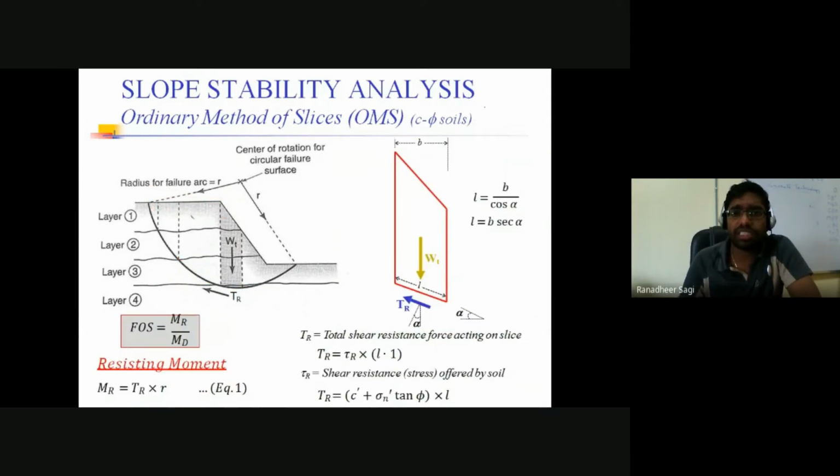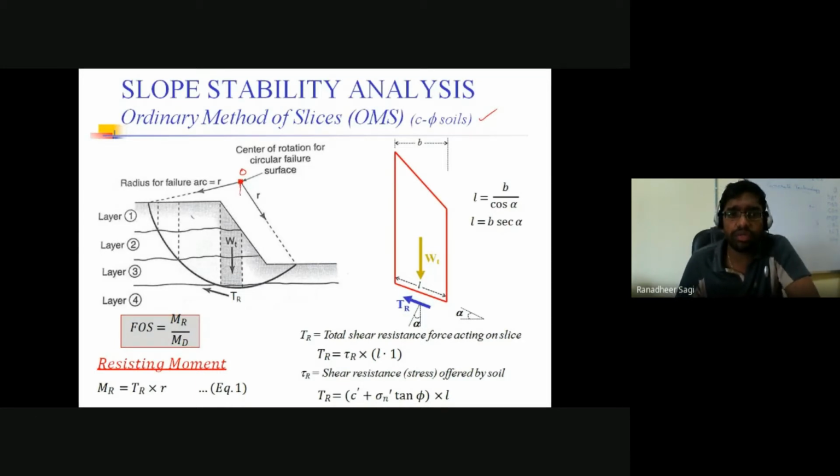Now let's quickly see how we calculate the factor of safety based on the method of slices, which is otherwise also called the Fellenius method. What we have done is this particular slope, which is undergoing failure, is divided into some n number of slices, let's assume, and this is the point which we are calling the center of rotation of your failure surface. Let's say this is the vertical direction.